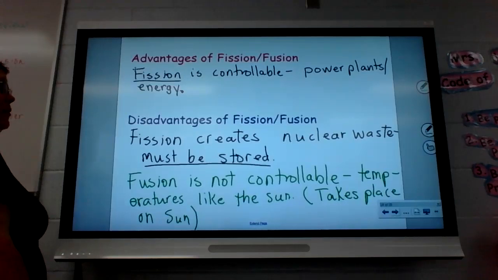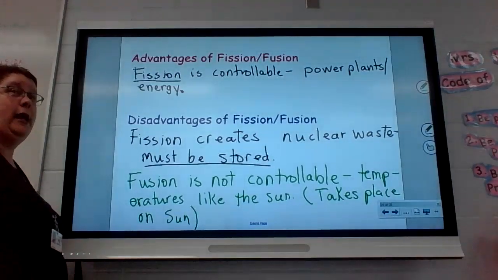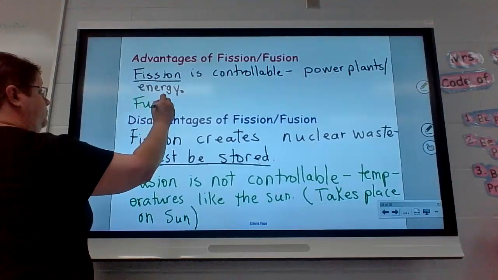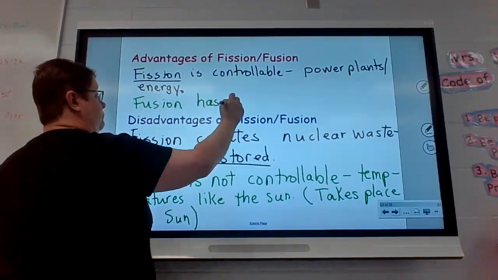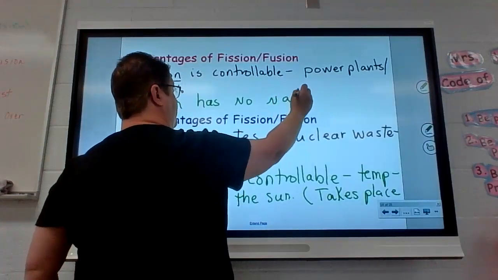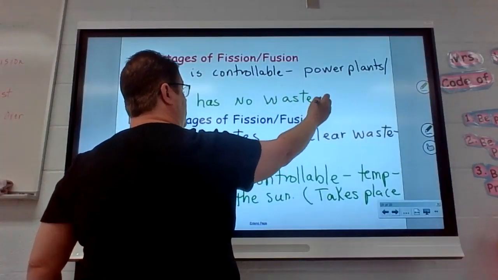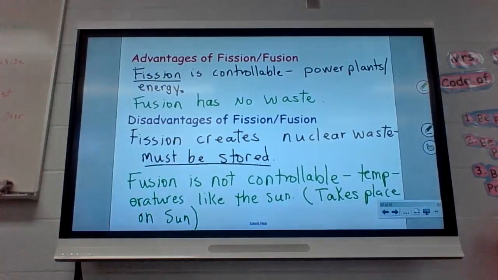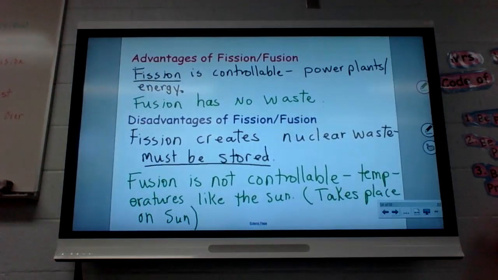Now, the thing that would make it nice if we could is fusion has no waste. Okay? Nuclear fusion has no waste, which would be fabulous. We would love to be able to use nuclear fusion here. But the problem is temperatures are so high, it would melt everything that we were trying to use it for. Okay? We can create nuclear fusion on the planet. The problem is the way we create it is a nuclear bomb. So it's going to destroy everything that we're trying to do.